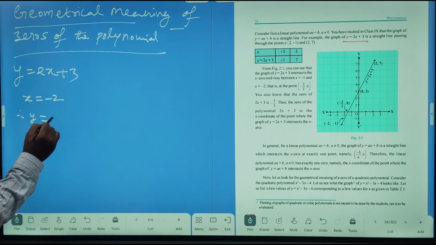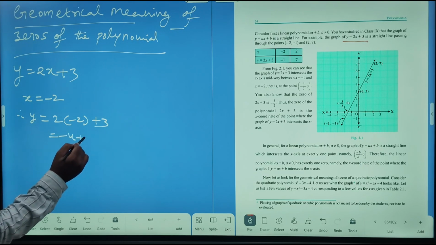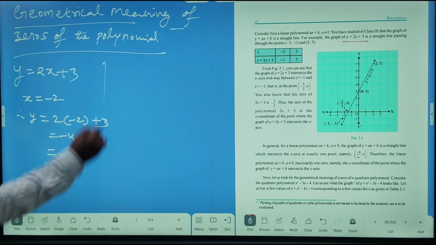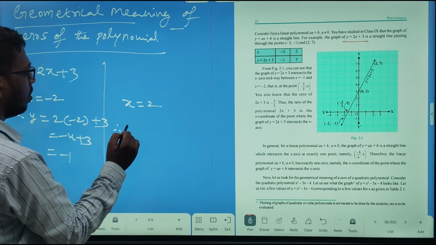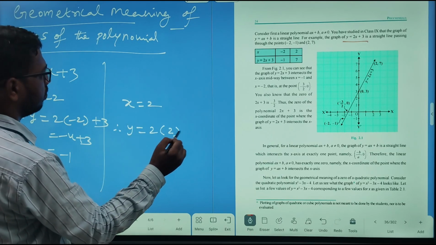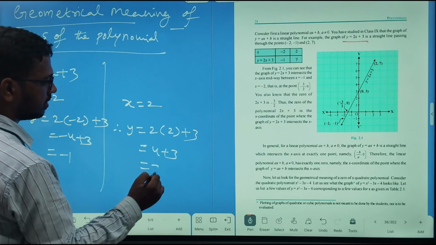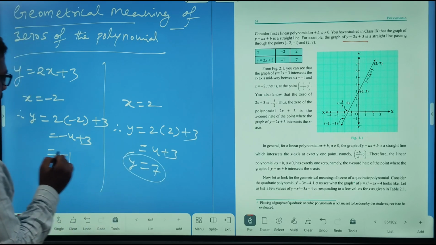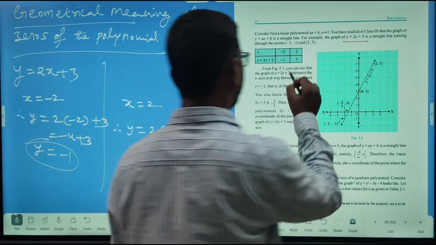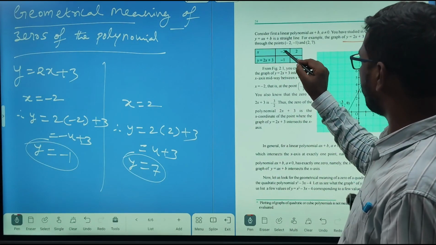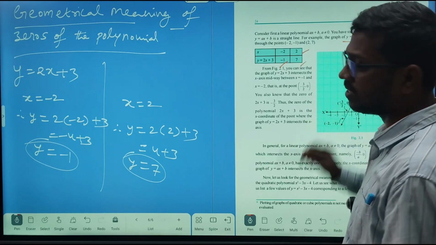Therefore, what is the y value? 2 into minus 2 plus 3. Right? Minus 4 plus 3. Minus 4 plus 3 means minus 1. If you take x equal to 2, therefore y is equal to 2 into 2 plus 3, 4 plus 3 is equal to 7. Y equal to 7. Here y equal to minus 1. So corresponding to x equal to minus 2, you are getting minus 1. Corresponding to x equal to 2, you are getting 7.